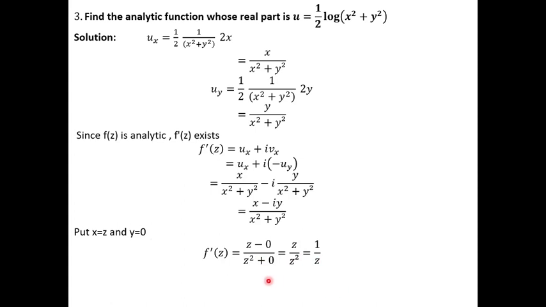Now apply the integration. Integrate with respect to z. Integration of f'(z) is f(z) and integration of 1 by z is log z plus c. This is the analytic function for the given function, where the given part u is equal to 1 by 2 log of (x square plus y square).